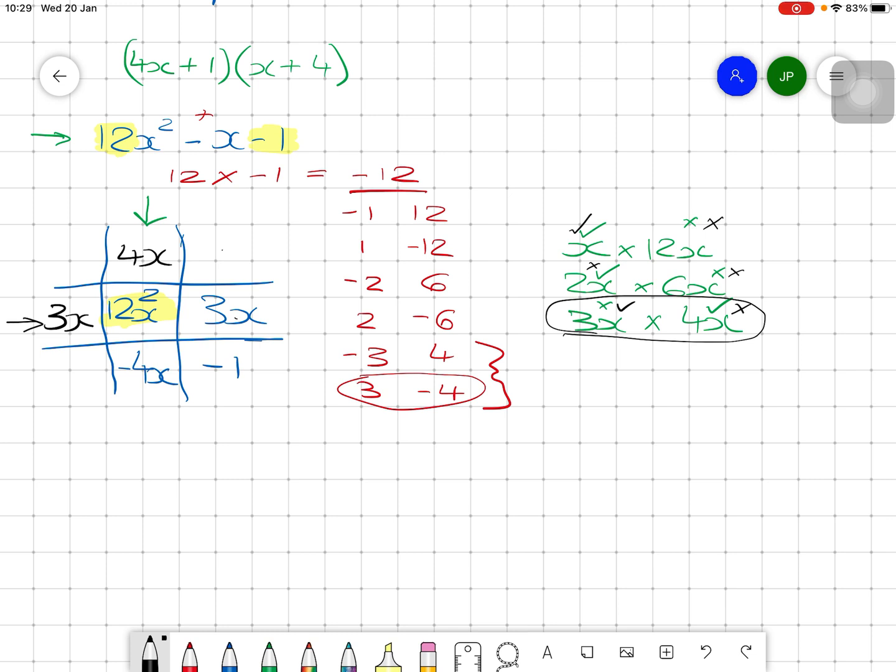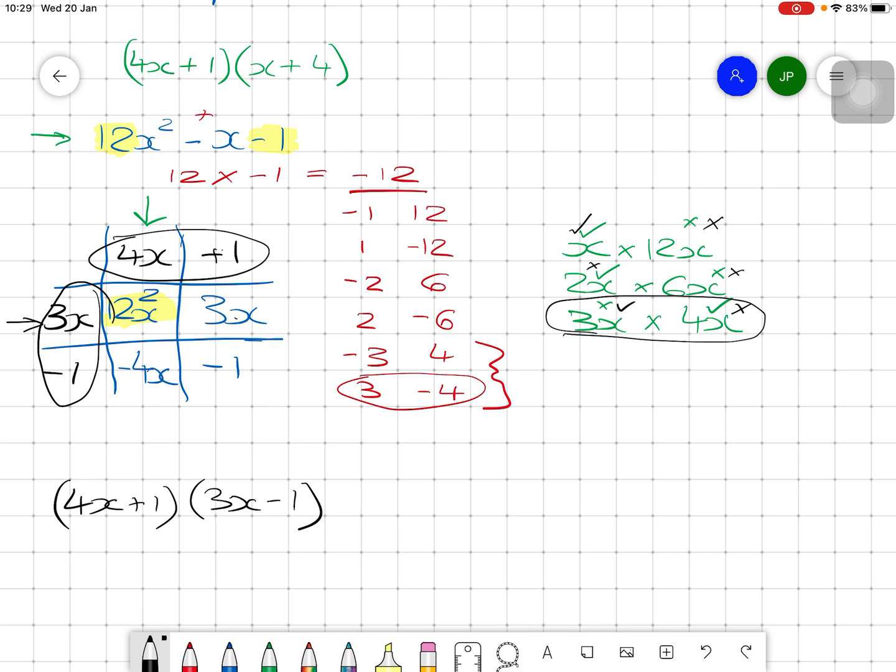So 3x times a positive 1 gives me 3x. 1 times negative 1 gives me an answer of negative 1. Check your last box. 4x times negative 1 gives me negative 4x. I'm happy with the ones I've got. Top row, first column, 4x plus 1, 3x minus 1.